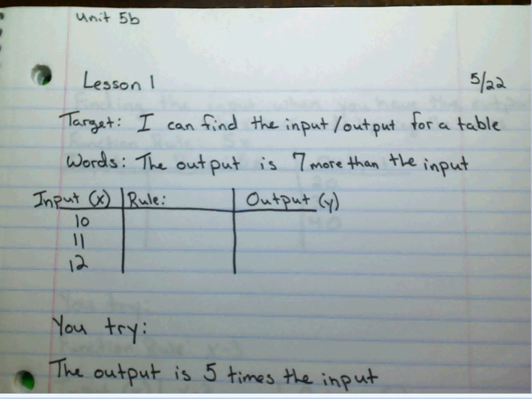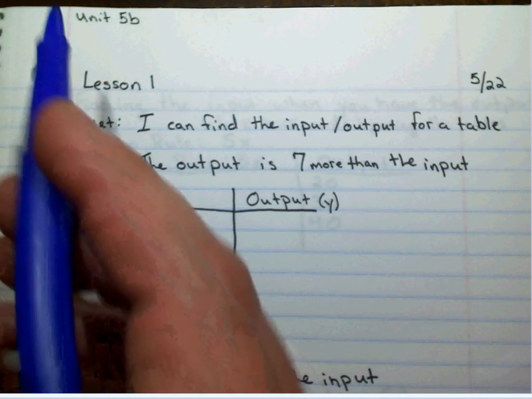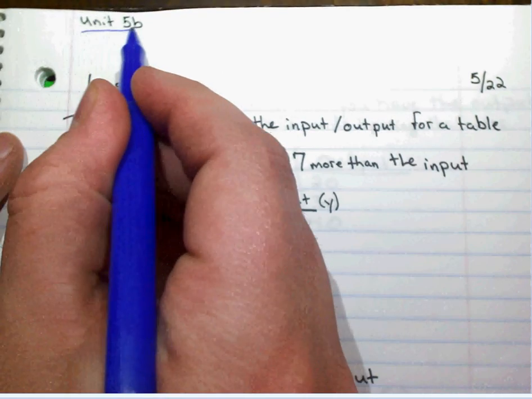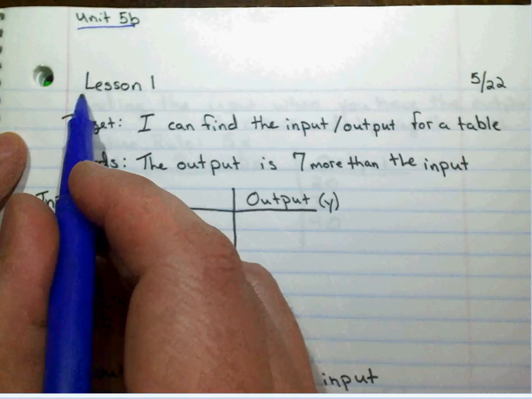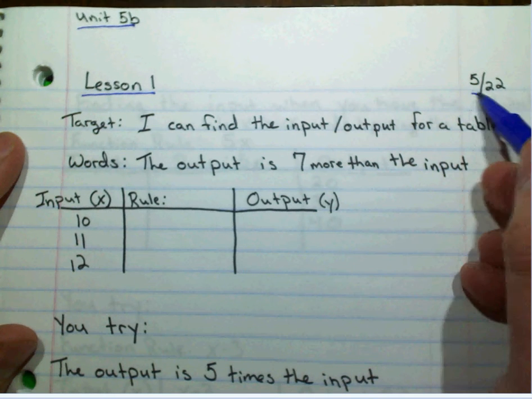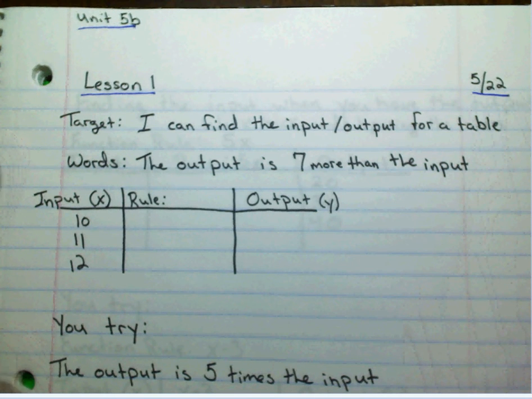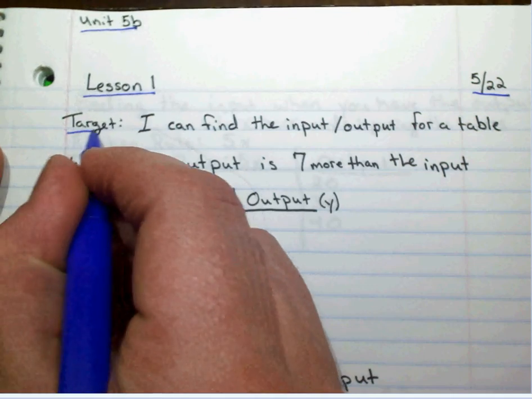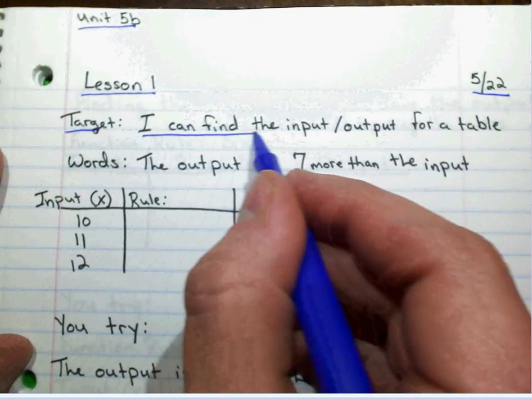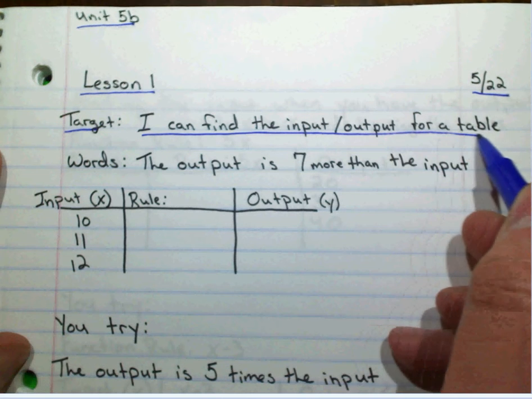First off, we want to start with our notes. We're going to start with writing our unit in the upper left-hand corner, starting the top of the page with the lesson and the date. Then our target needs to go right there with it. Our target is I can find the input/output for a table.